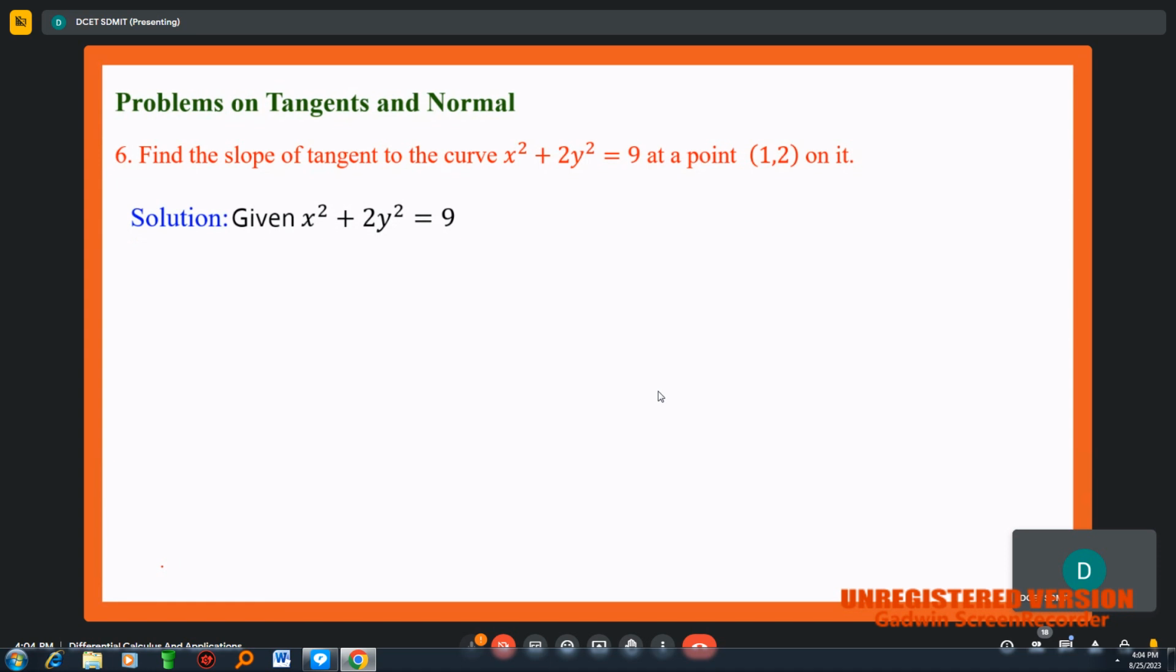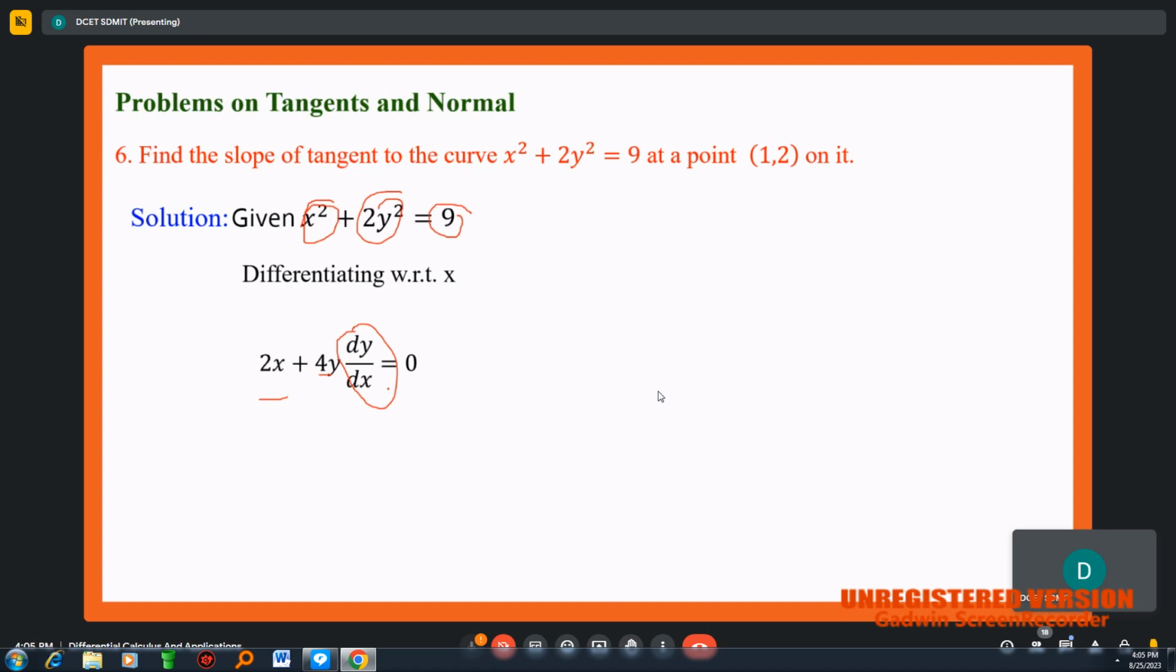What is the given equation? The given equation is x square plus 2y square equal to 9. We have to differentiate this with respect to x and find dy by dx. That is 2x, the differentiation of x square, plus 4y into dy by dx, the differentiation of 2y square, is equal to the differentiation of 9, which is 0 because 9 is a constant.